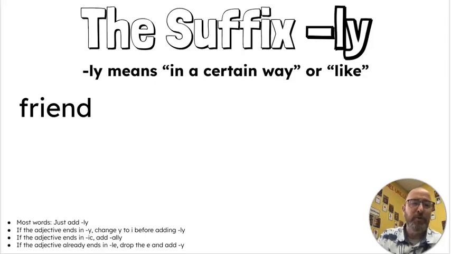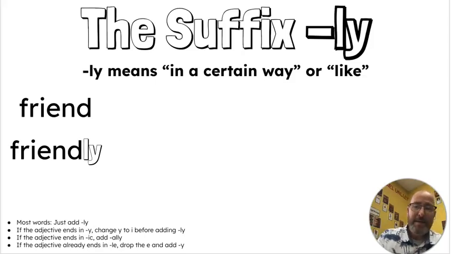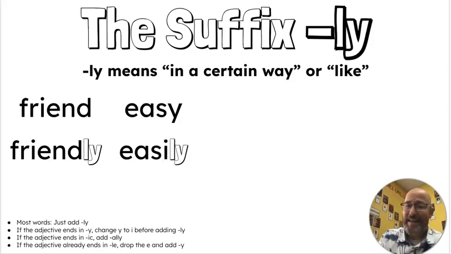So let's practice a few of these before we bring this to an end. If somebody is being like a friend, what's our new word? And how do we spell it? Friendly, that's right, because they're being like a friend. What if it's easy? What's our new word? Yes, easily, but it ends in Y, so what do I do? I change the Y to I and I add ly.